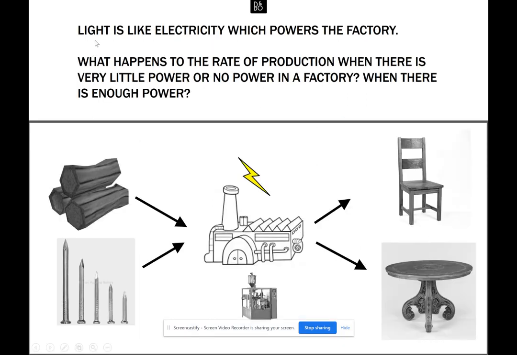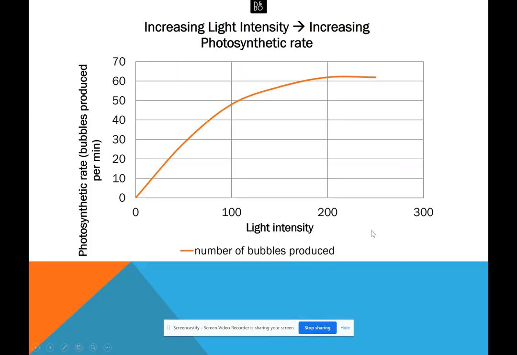Right. So now back to the furniture factory. Imagine the sunlight is like electricity which powers the factory. What happens to the rate of production when there is very little power or no power at all? What do you think will happen? Do you think I'm still able to get my chairs and tables? If I didn't pay the electrical bills, I don't have electricity now. Do you think I'm able to get my chairs and tables? The answer is quite obvious, right?